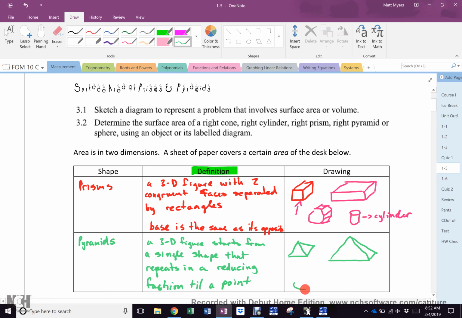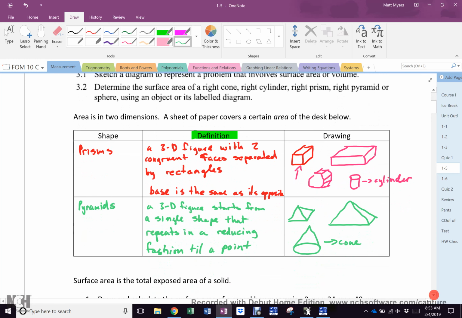I start with a circle, and it goes up and shrinks to a point. And what do I get? A cone. It gets a special name as well, because circles are a pain in the butt, right? Because of pi. So cylinders and cones get their own special names. But the point is, both of these start from one shape that we can define, and then they start repeating off in another direction. Everybody good?